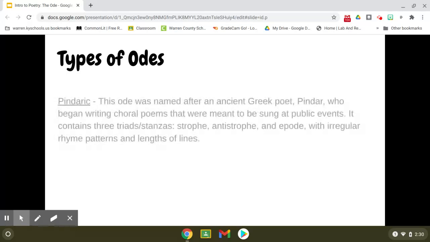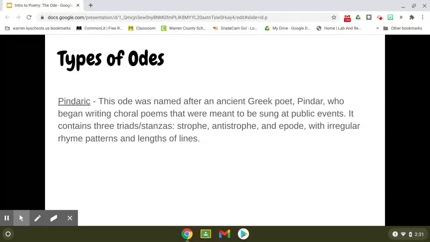So there are 3 main types of odes, 2 classic types and 1 more modern type. The first type is the Pindaric ode. This ode was named after an ancient Greek poet, Pindar, who began writing choral poems that were meant to be sung at public events. So Pindar wrote these poems. They might be in praise of a military battle, of a public figure, of one of the Greek deities or gods.